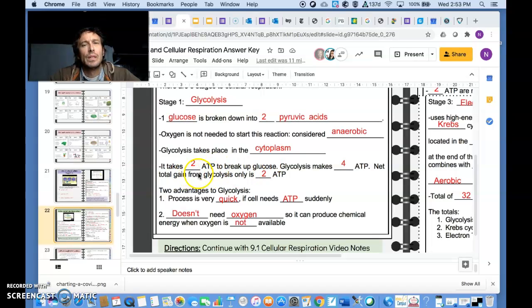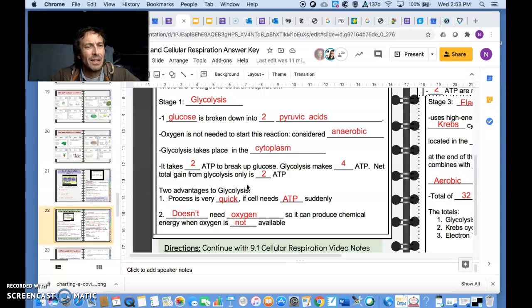So you can see here the numbers. You have to put in some investment to get something out. And glycolysis doesn't net us a lot of ATP. So this is a high cost. If you really need quick energy, this is a good way to do it. But you're not getting it done very efficiently.